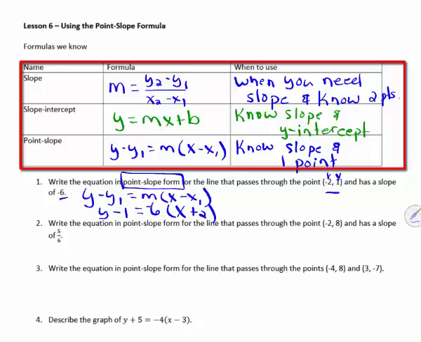Write the equation in point slope form, so same form. For the line that passes through, so here's your point, x, y, and here's your slope. So we're going to have, I'm not going to rewrite it just because there's not a lot of space. So we're going to have y minus 8 equals 5, 6 is your slope. X minus a negative 2 means it's plus 2. And you're done.